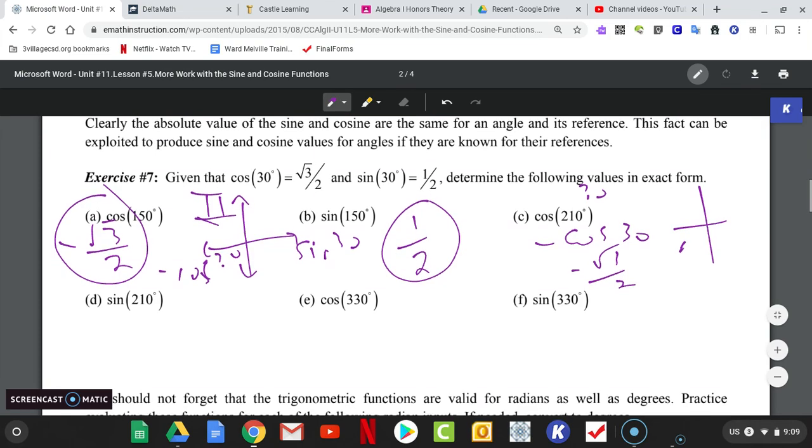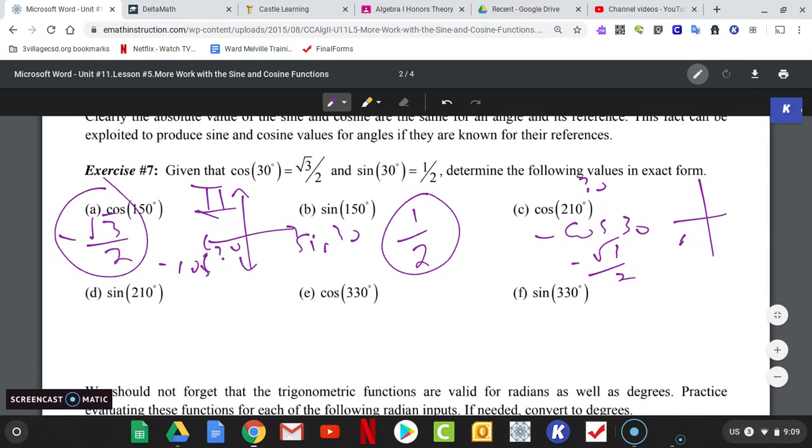The sine of 210, all right? Once again, that's in the third quadrant. Sine is negative in the third quadrant, so I have a negative answer here. What's my reference angle? My reference angle is 30 degrees again. So what's the sine of 30? 1/2, so it's just negative 1/2. Negative sine of 30. You have to pay attention to that quadrant.